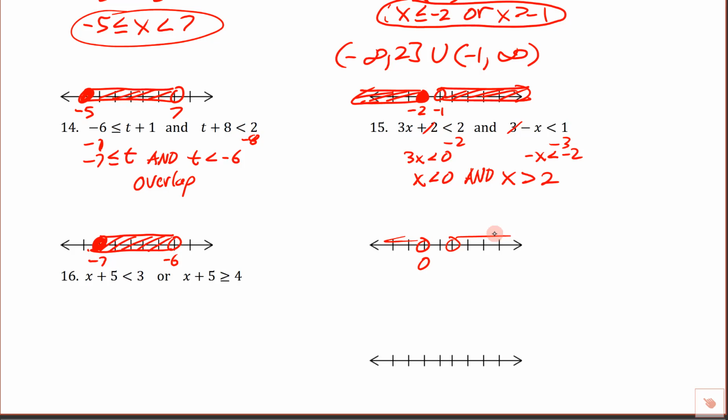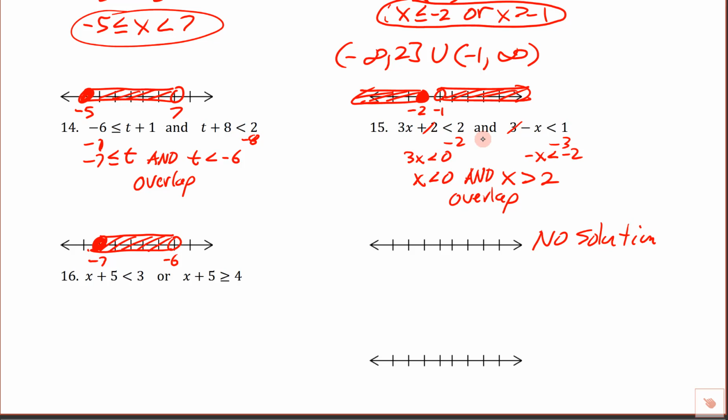So this is kind of interesting. If you take a look at this, we need these to overlap. In order to have an answer with an and, they need to overlap. And these don't overlap. This one starts here and goes this way. This one starts here and goes that way. They don't overlap. So what do we write down for an answer on this one? They don't overlap, so there is no solution. No solution to this. We can't find a number that would make both of these true at the same time because they don't have an overlapping area.